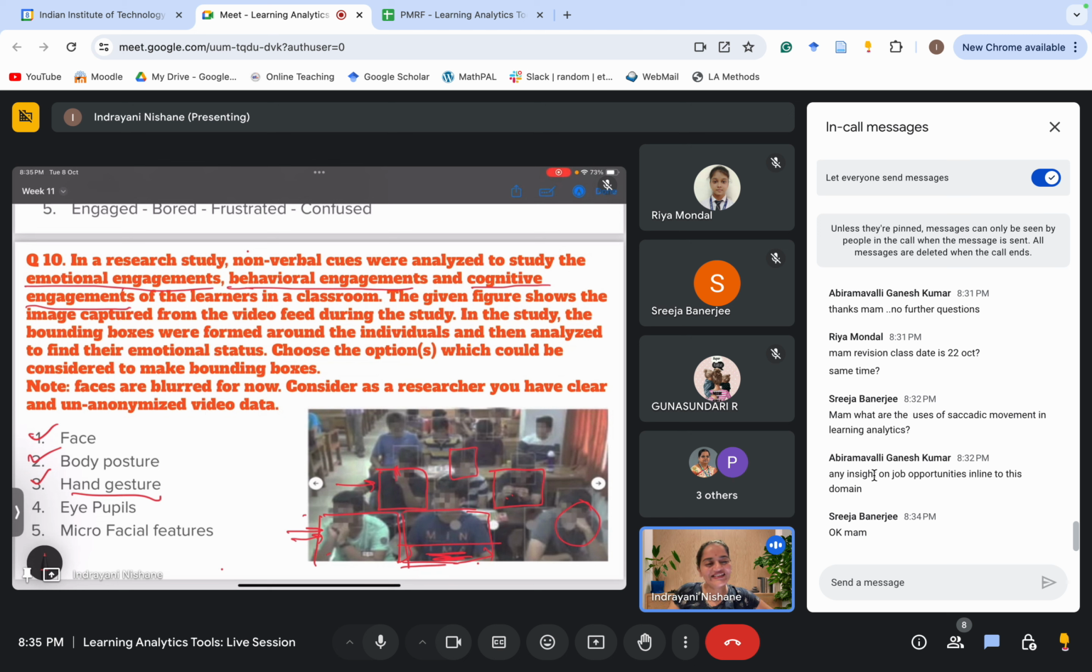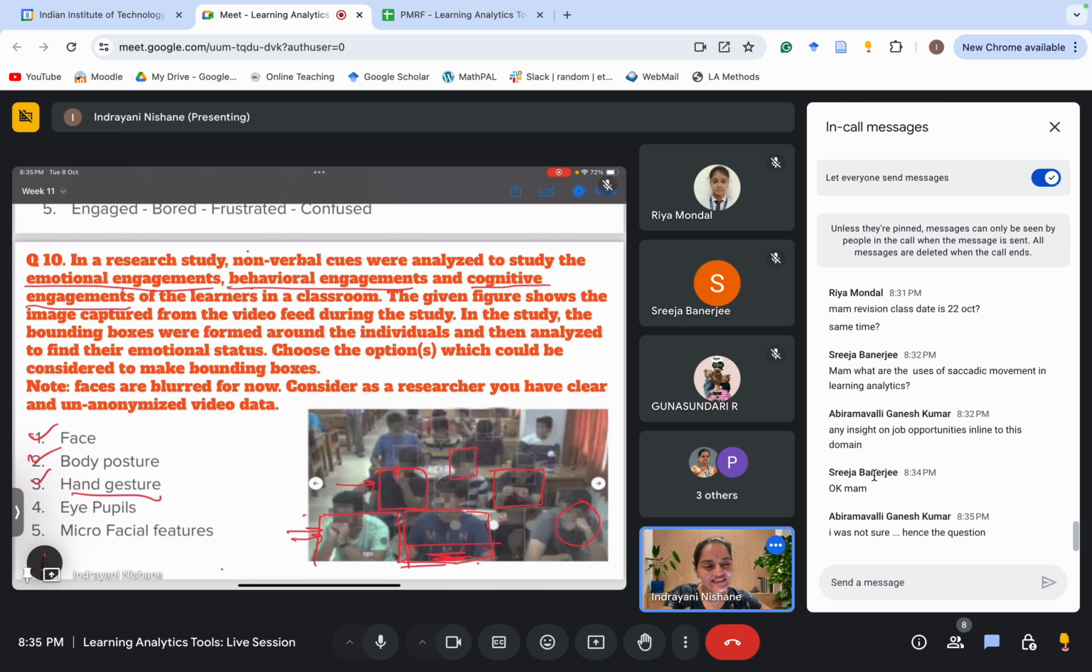I don't know about job opportunities. I'm so sorry, I'm not able to help. Even we are not sure. We are all working in this area, actively using learning analytics for our research, and still we don't know where to apply for jobs. The more specialized you become, the more difficult the job hunt becomes.